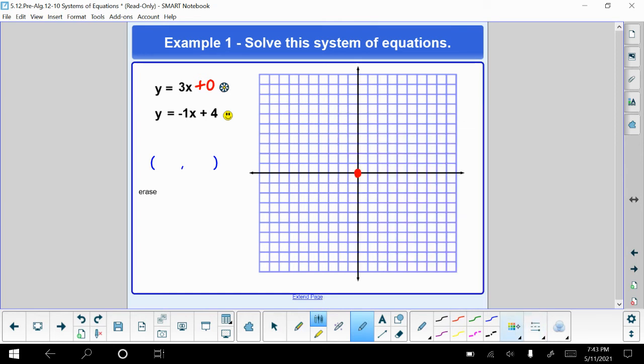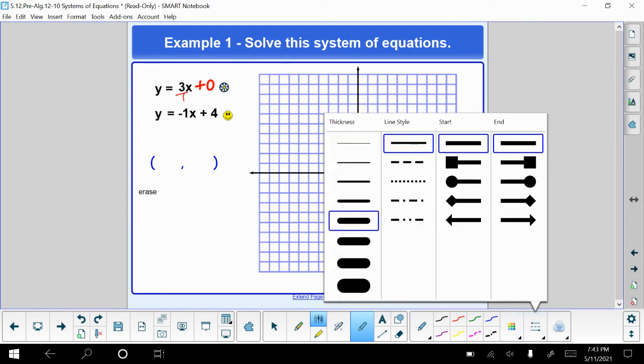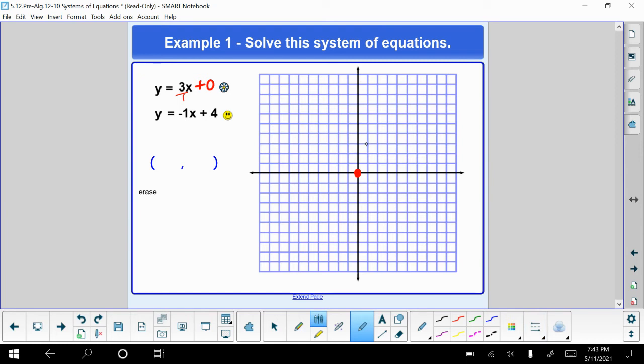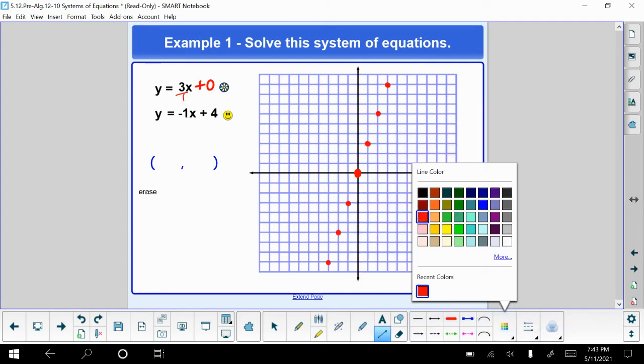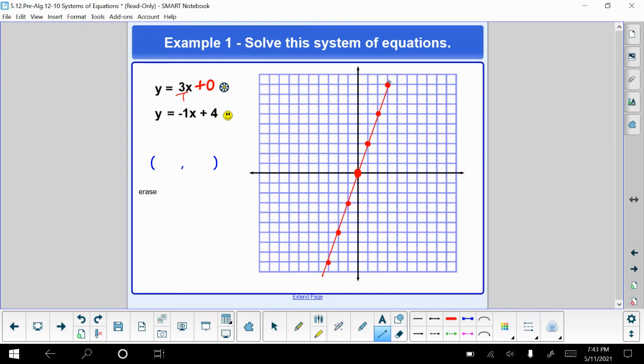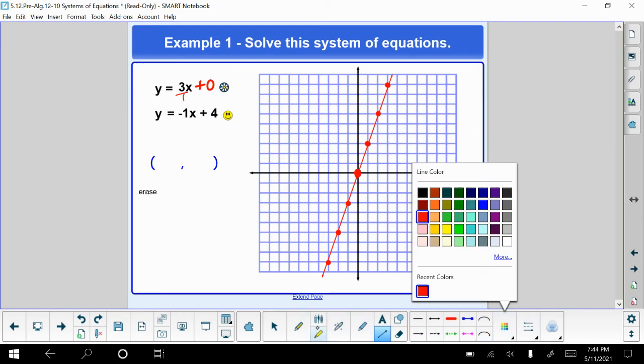Now we have a slope of 3 to 1. So let's go up 3 and right 1, and there's our next point. Let's go up 3 and right 1 again, and there's our next point. And we go on and on and on. As a matter of fact, we could go down 3 and left 1 actually, since a negative divided by negative is a positive. And let's go ahead now and create a beautiful red line going through the following points. Boom. All right, first equation is graphed. Onward.